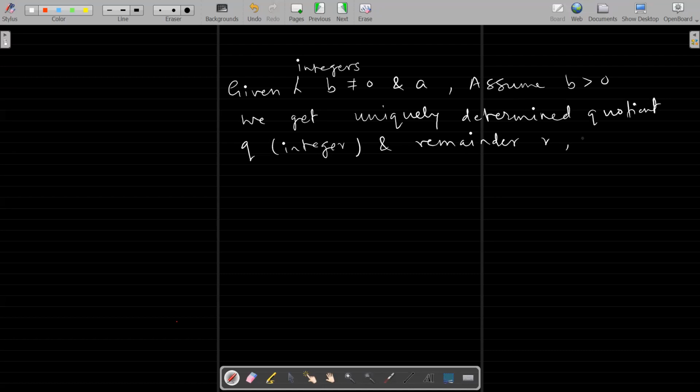And what is the condition on remainder? It should be greater than or equal to 0 and strictly less than the divisor, that is B, such that I can write A is equal to BQ plus R. And this is called as division algorithm. It's due to Euclid.